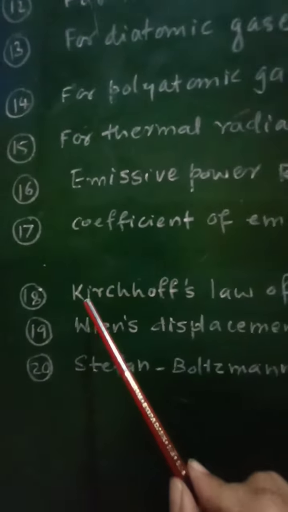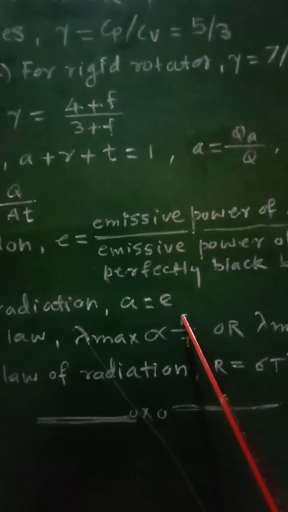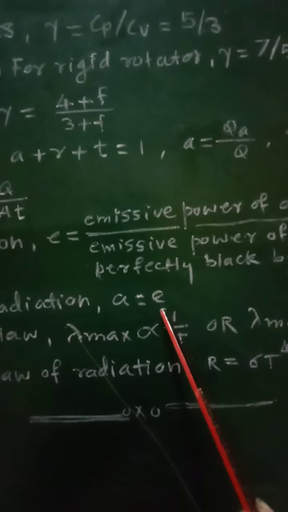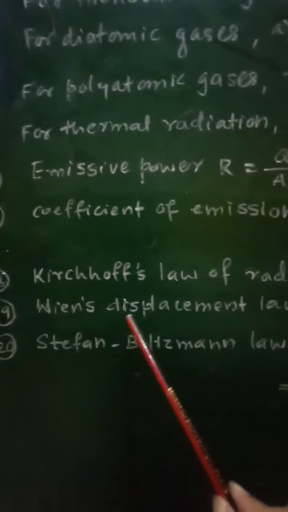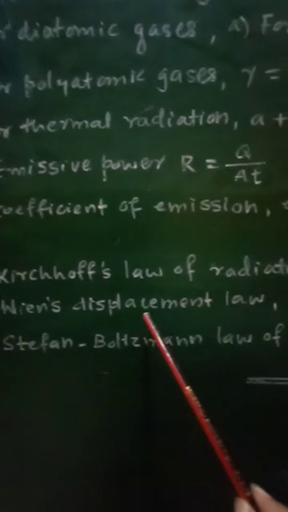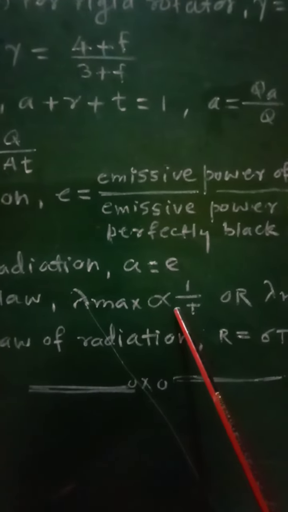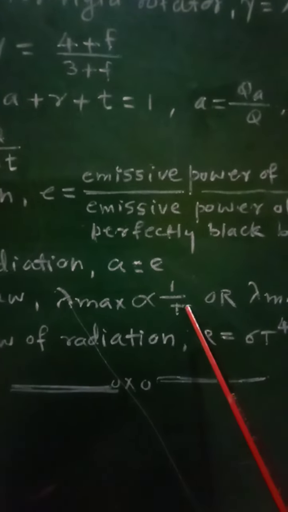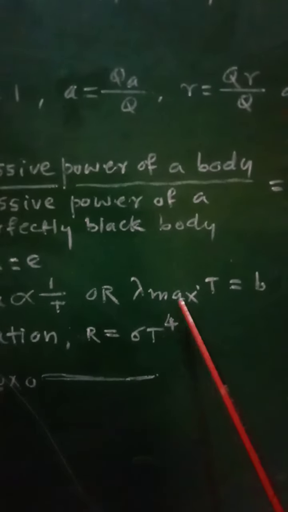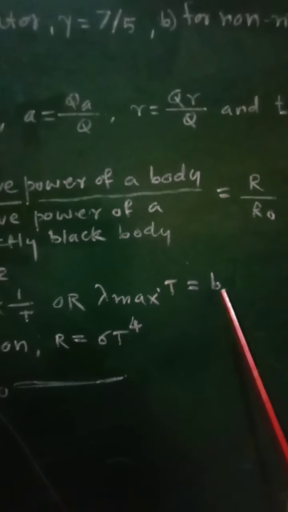Then 18th formula gives Kirchhoff's law of radiation, which is the coefficient of absorption is equal to coefficient of emission or emissivity, that is A equal to E. Then 19th formula gives Wien's displacement law. So maximum wavelength, that is lambda max, is inversely proportional to absolute temperature T, or it is given as lambda max into T equal to constant b.